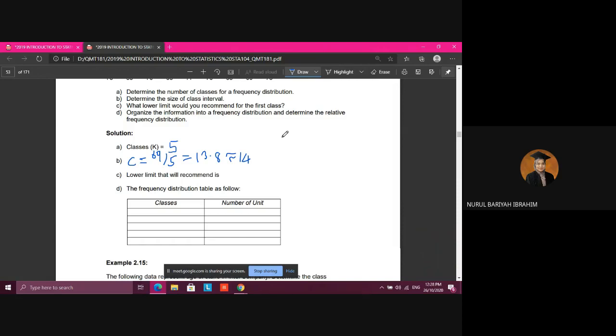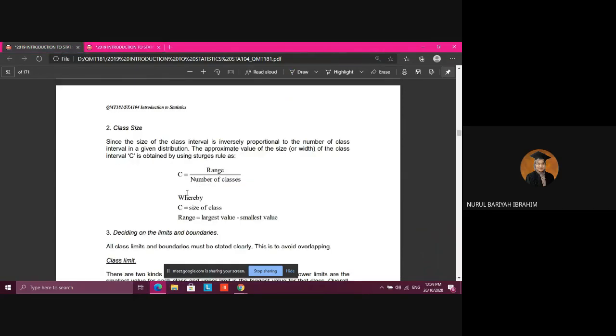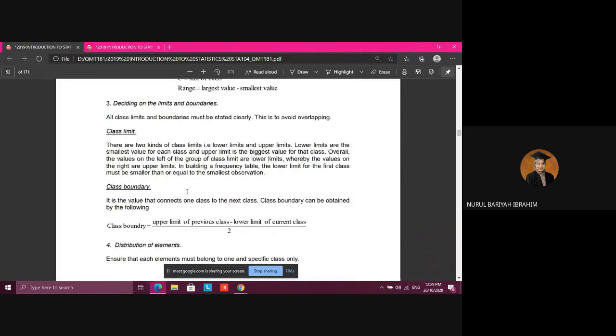Okay, the lower limit. Okay, read here. The lower, about the class limit. All the class limit and boundaries must be stated clearly. Okay, class limit first. There are two kinds of class limit, which is the lower limit and the upper limit. Lower limit is the smallest value for each class, and upper limit is the biggest value for each class.